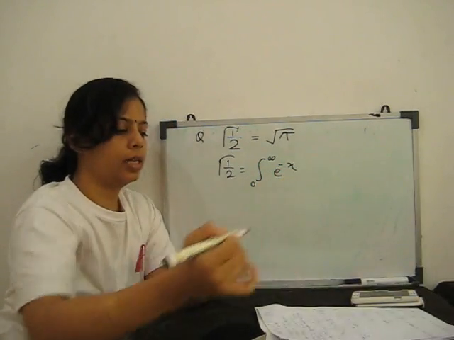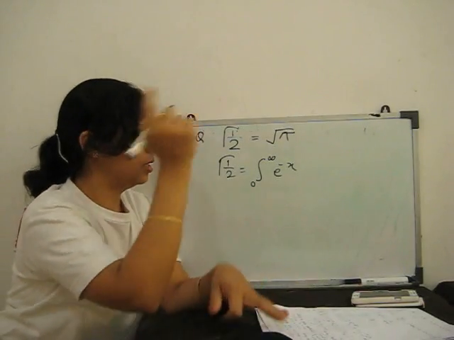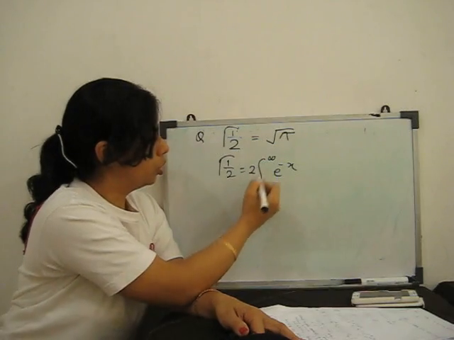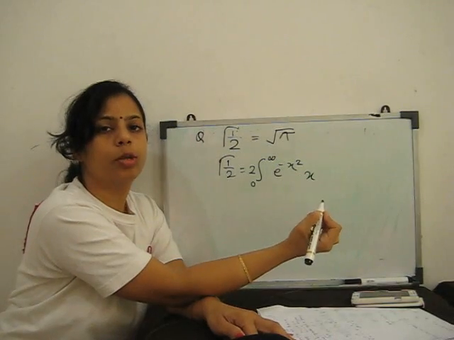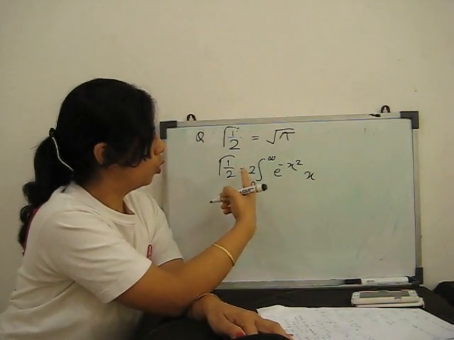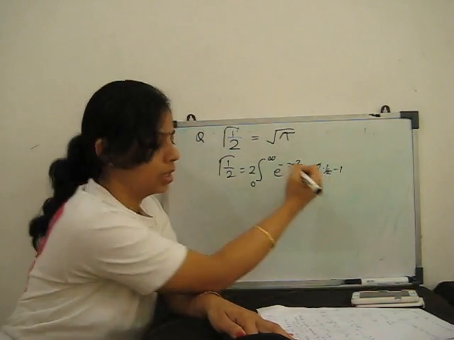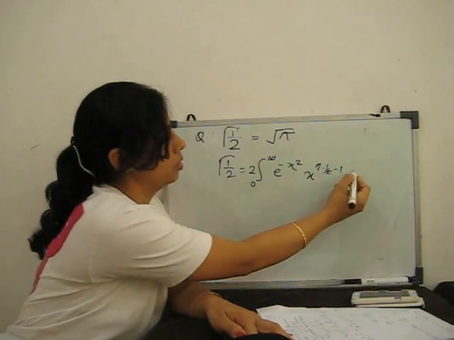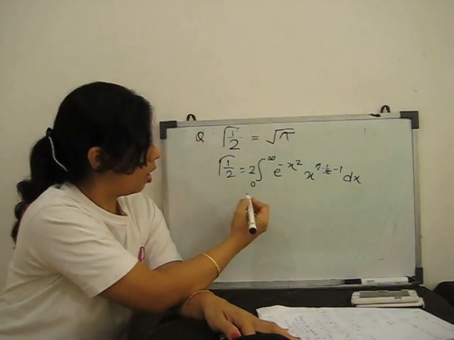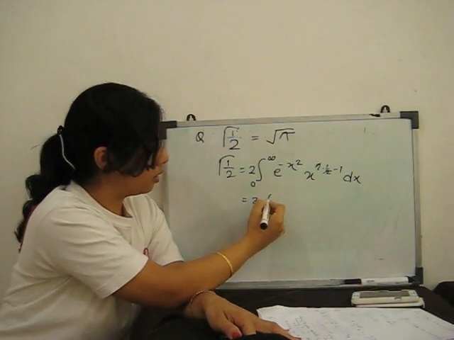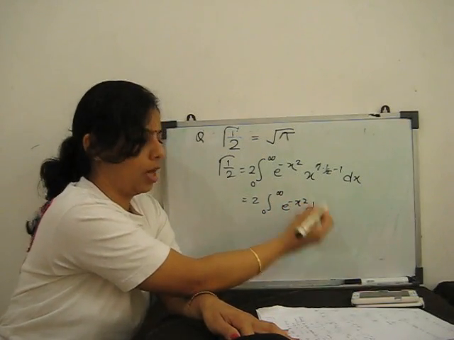Okay, so we write the second form of this, whatever I gave you: 0 to infinity e to the power minus x square, x to the power 2n minus 1. So 2n is 1 by 2, minus 1 means x to the power 0. X to the power 0 means 1. So our integral becomes 2 times integral 0 to infinity e to the power minus x square dx.